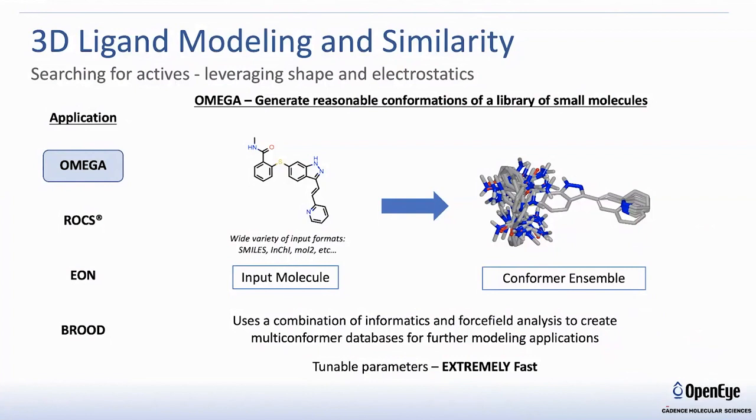As such, Omega is an exceedingly fast and flexible conformer generator while maintaining a high degree of accuracy, making it a top choice for the creation of multi-conformer databases of molecules for downstream modeling.